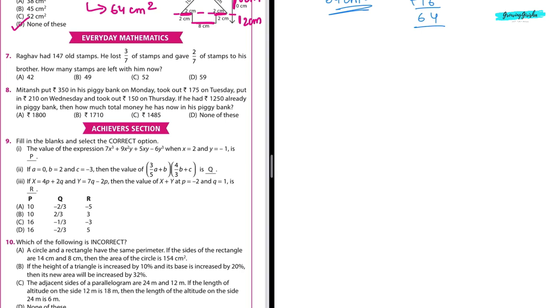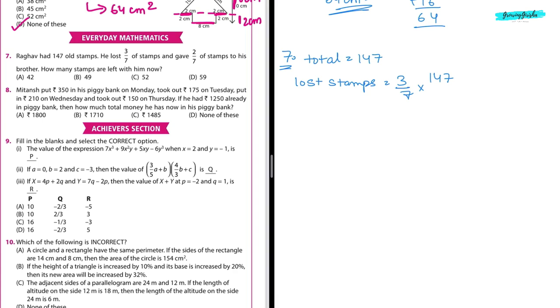Everyday mathematics. Question 7. Raghav had 147 old stamps. He lost 3 upon 7 of the stamps and gave 2 upon 7 of stamps to his brother. How many stamps are left with him now? Total number of stamps Raghav had is 147. He lost 3 upon 7 of the stamps, means lost stamps is 3 upon 7 of the stamps. That means 3 upon 7 into 147.